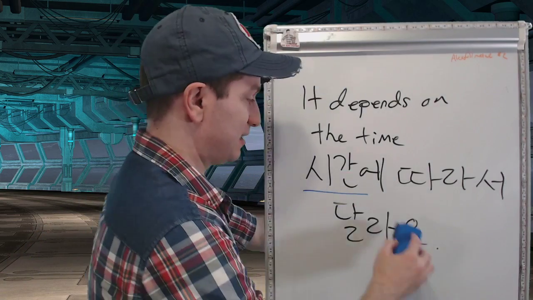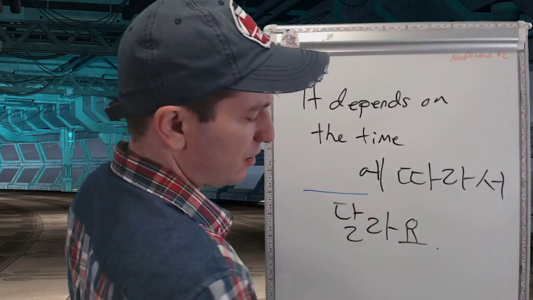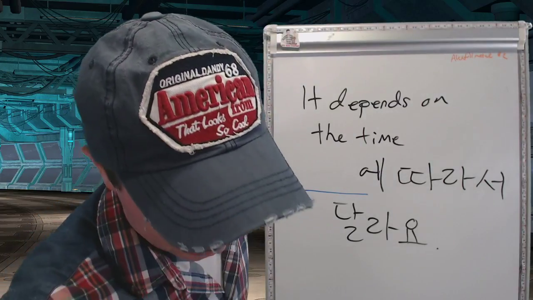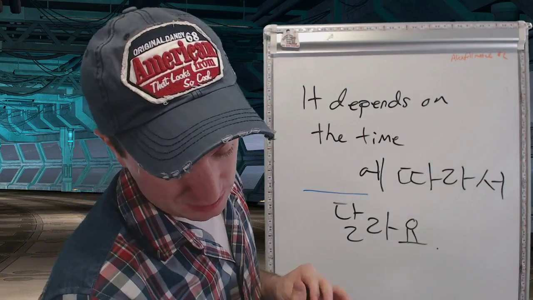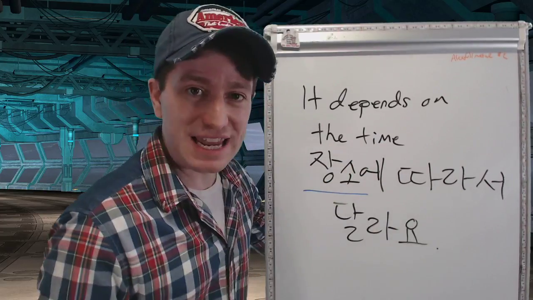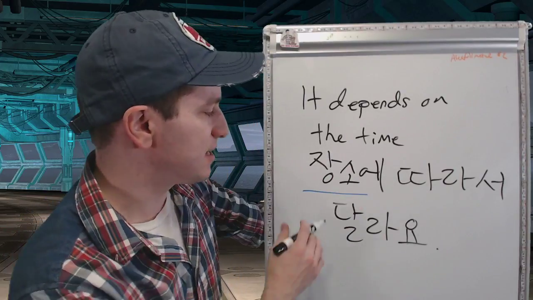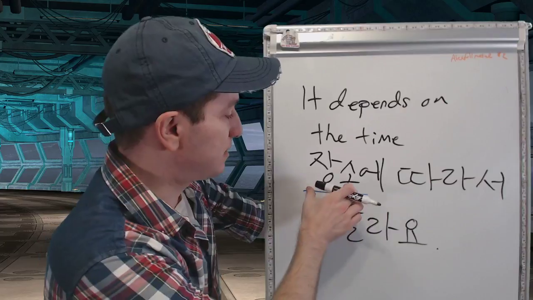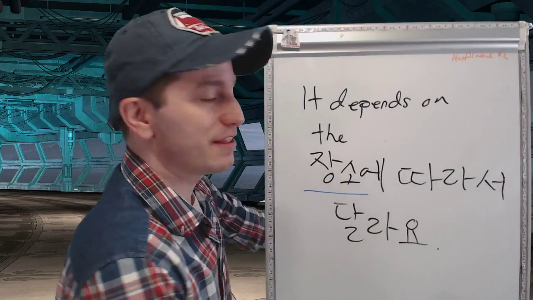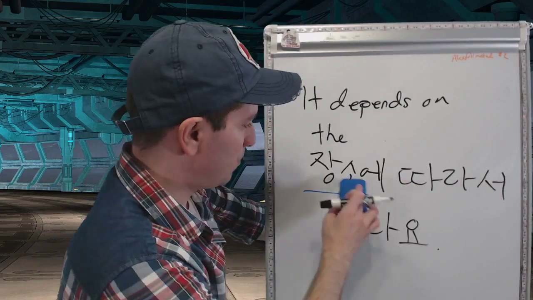It's so easy. So what else can we put here? What else could something depend on? Well, it could depend on a lot of stuff. Let me give you another example. It could depend on the place. 장소. 장소 means place or a location. So like where are you going to meet? That location, 장소. Now we have 장소에 따라서 달라요. And now we have it depends on the place. What else can we do here?